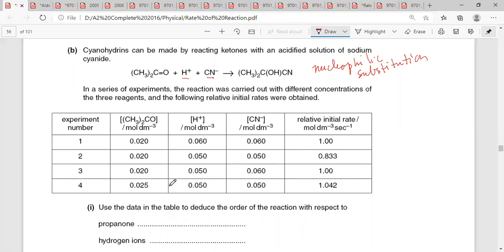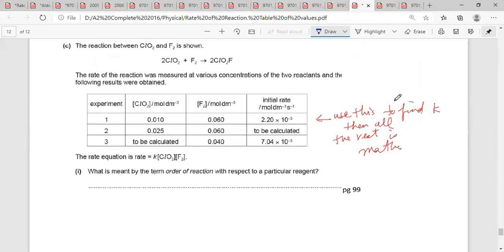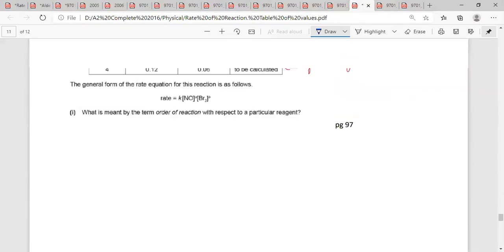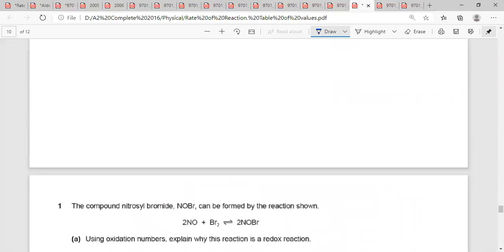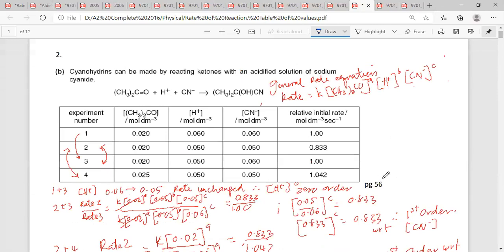Now, how do you determine the rate law? I did this one over here, so it's easy for me to write. I can put the general equation here, where rate is equal to k, the rate constant.